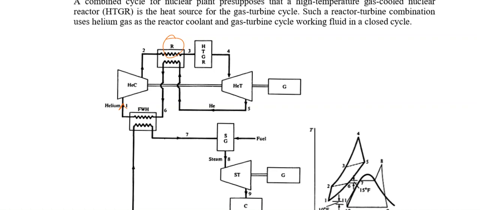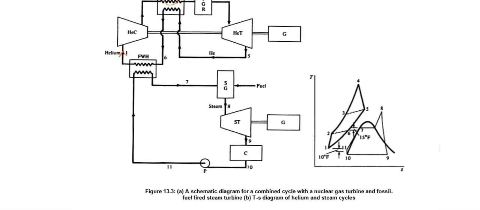From the helium turbine expansion, it goes back into the regenerator. Some of the energy is absorbed in the regenerator, while the maximum energy goes into the feed water heater. Now coming to the steam circuit, or the Rankine cycle, the bottoming cycle, there would be a feed water which will be coming at 11.